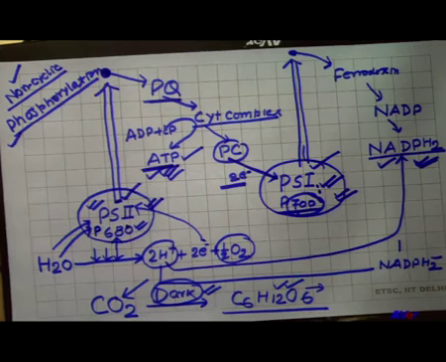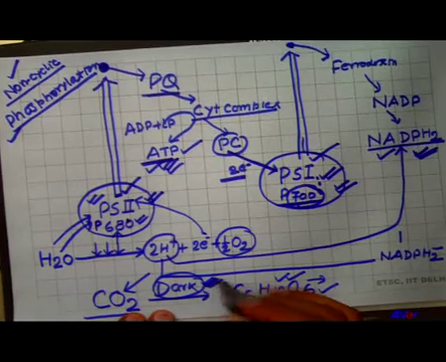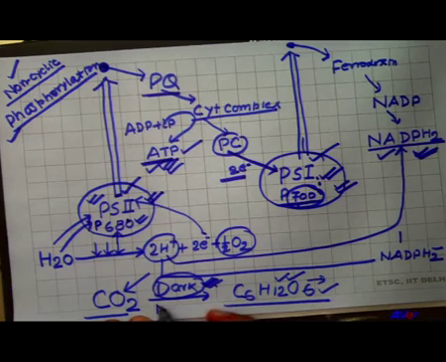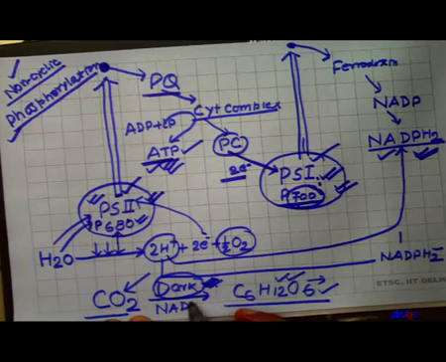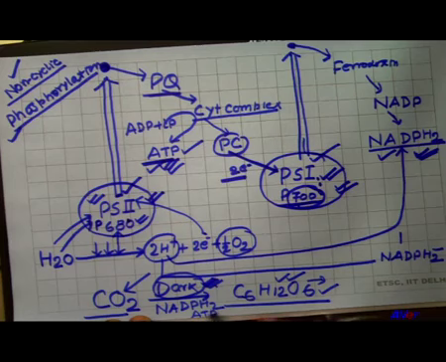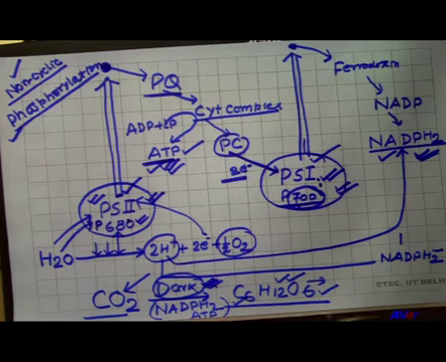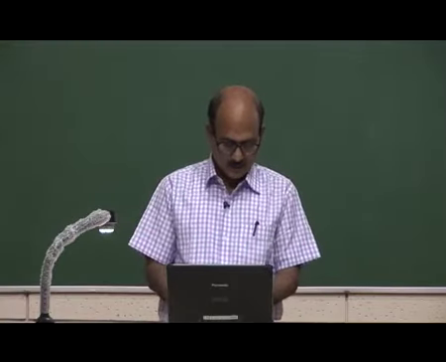So, the carbon dioxide is reduced to carbohydrate, this takes place in the dark reaction, and this reaction requires NADPH2 as well as ATP, which I will discuss in the next chapter. Okay. Thank you.